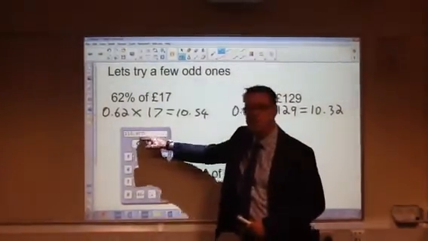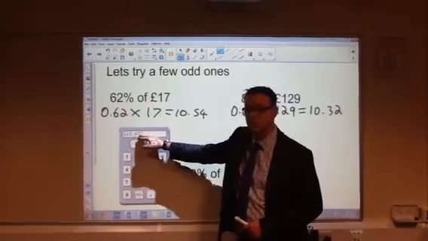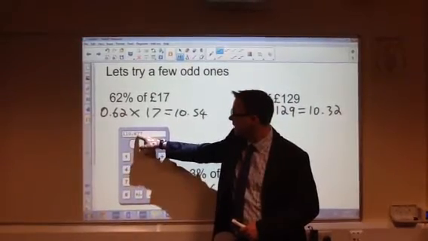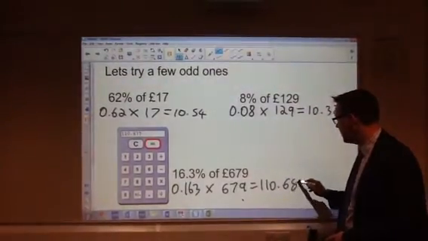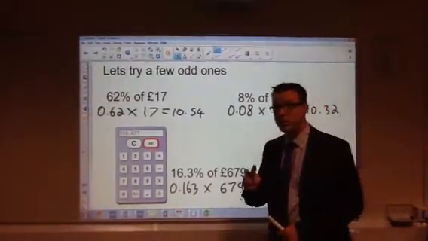I can't put 110.6667 because this is money. So we can only put 2 decimals. The 6 stays the same, the 7 will be rounded up by the second 7. So I put £110.67. But with money, we always put 2 decimals.